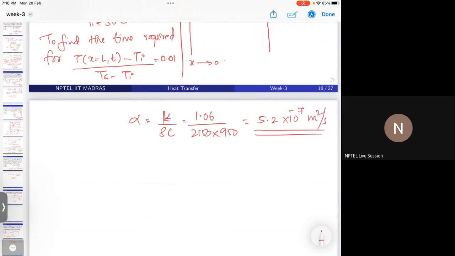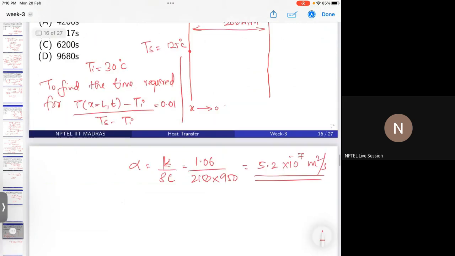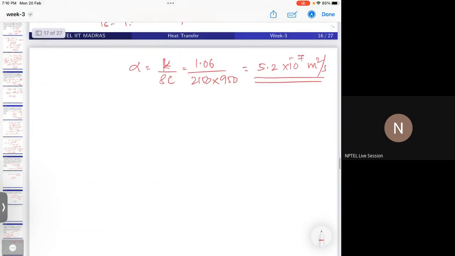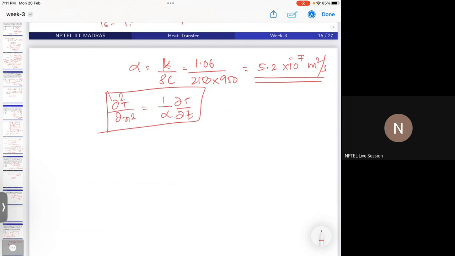So I hope you remember the similarity parameter which was introduced. It's a function of both x and t, right? The one-dimensional heat conduction equation reduces to dou square T by dou x square equal to 1 by alpha dou T by dou t. This is the governing equation, but it is a partial differential equation. So we need to convert it to an ordinary differential equation by using a similarity variable known as eta, which is x divided by 2 root alpha t. The benefit of this similarity variable is that it accounts for the changes in both x and t.